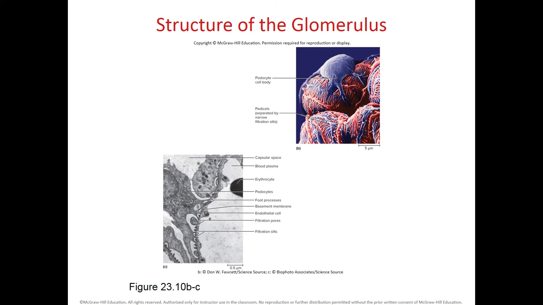So now we will start talking about the actual formation of the filtrate within the glomerulus. This is a scanning electron micrograph showing you how the glomerulus is surrounded by these cells, the podocytes. The podocytes have extensions known as pedicels, and the pedicels are separated by narrow filtration slits. In an electron microscopy view, you can see here the capsular space, the podocytes that surround these endothelial cells of the capillaries, and then these filtration slits, which correspond to this.